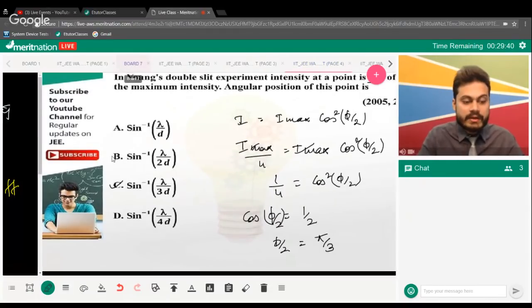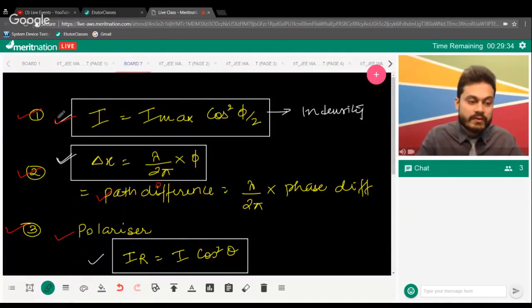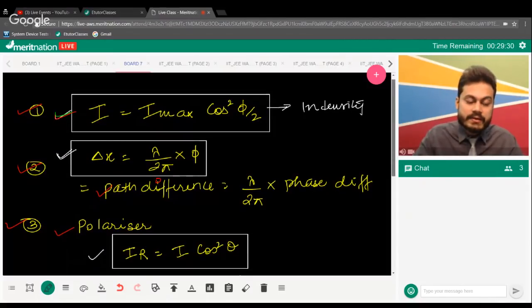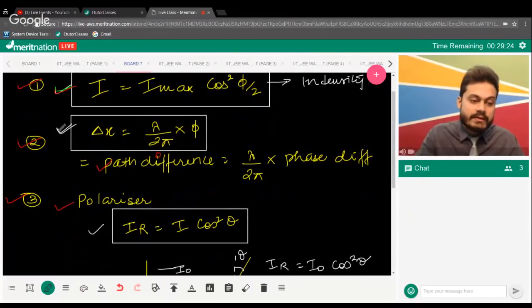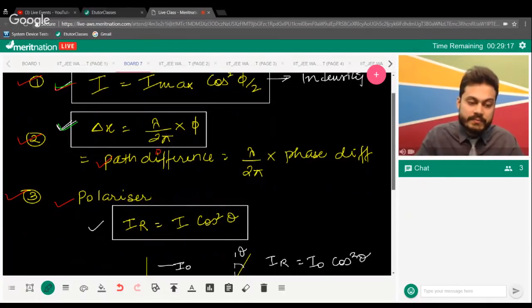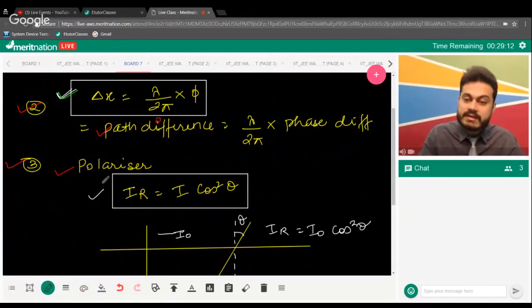So a quick revision, I discussed in this session three very important formulas. I is equal to I max cos square phi by 2, that is the resultant intensity when the phase difference is phi. Next thing we covered in this session is path difference equals lambda by 2 pi into phase difference, and polarizer. We discussed another important thing that is a favorite of examiners: what is the intensity of emerging light once it passes through a polarizer?